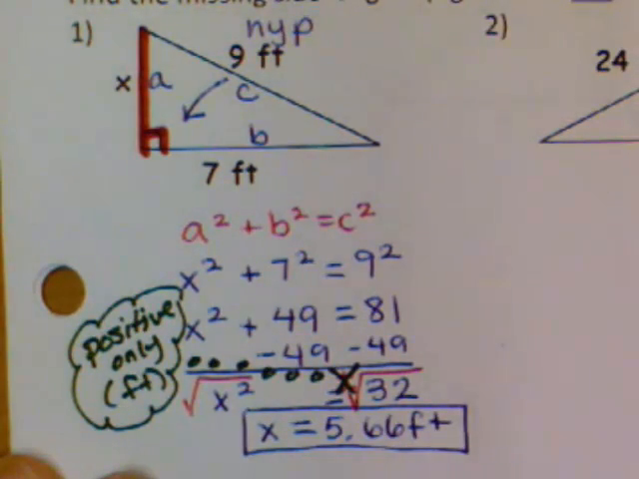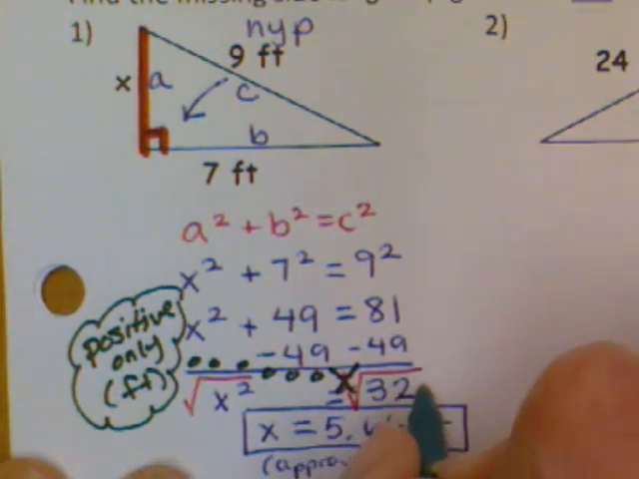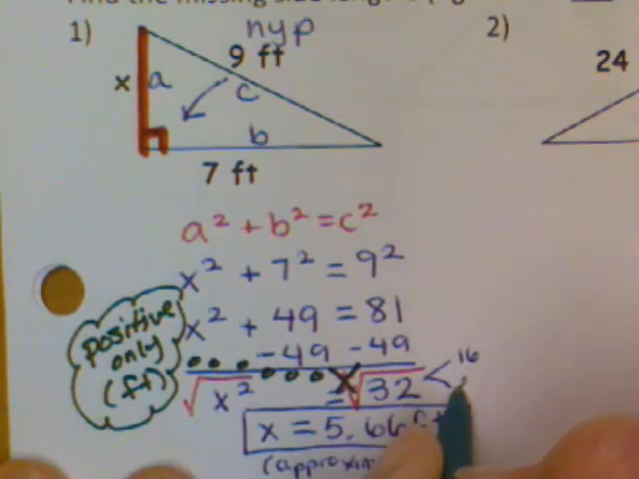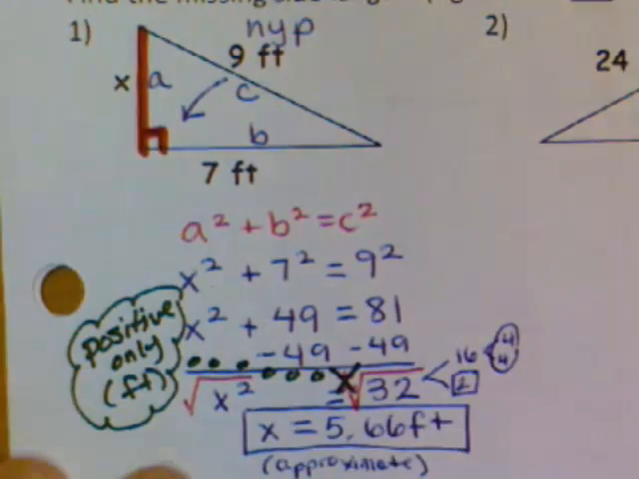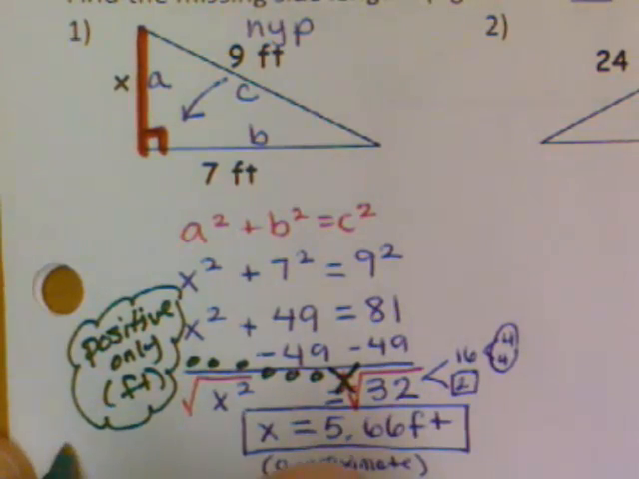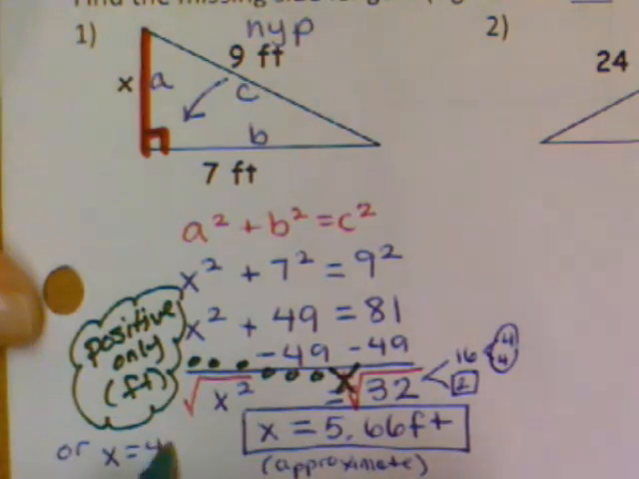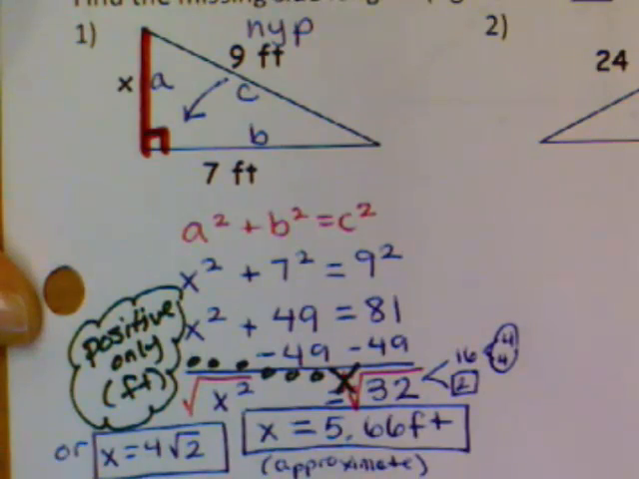The other way, if I asked for an exact answer, this is approximate. So if I wanted an exact answer, that would involve a simple square root. So we're thinking 32 is 16 times 2, and 16 is 4 times 4. So the 4 would come out, the 2 would stay in. So we can also say that x is 4 times the square root of 2.